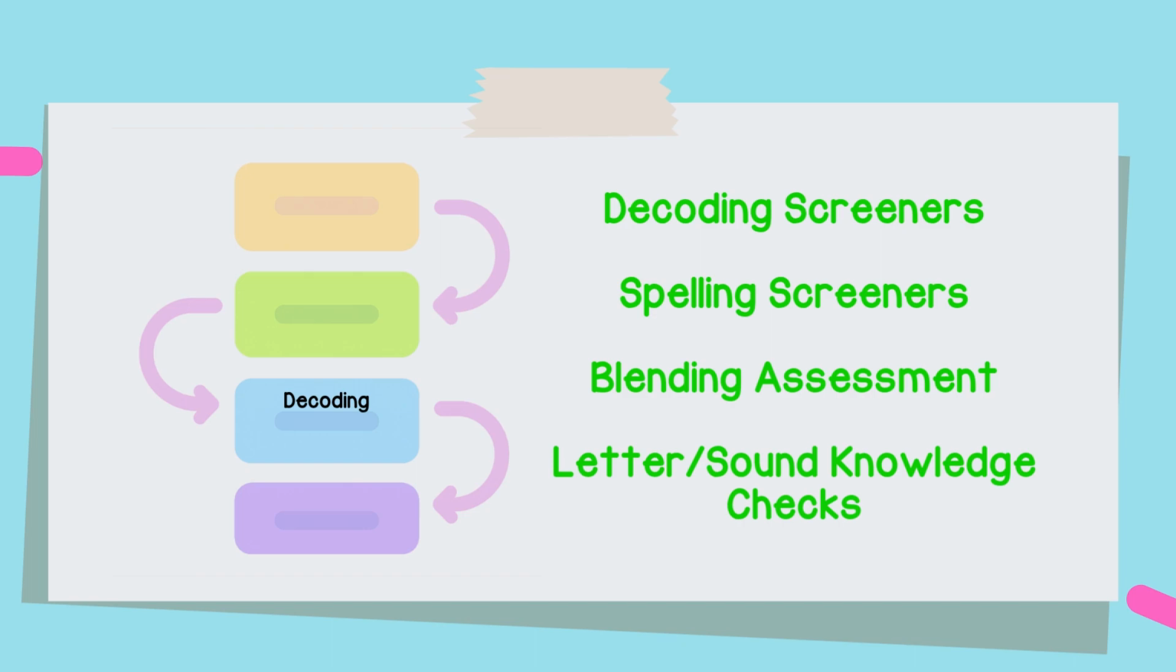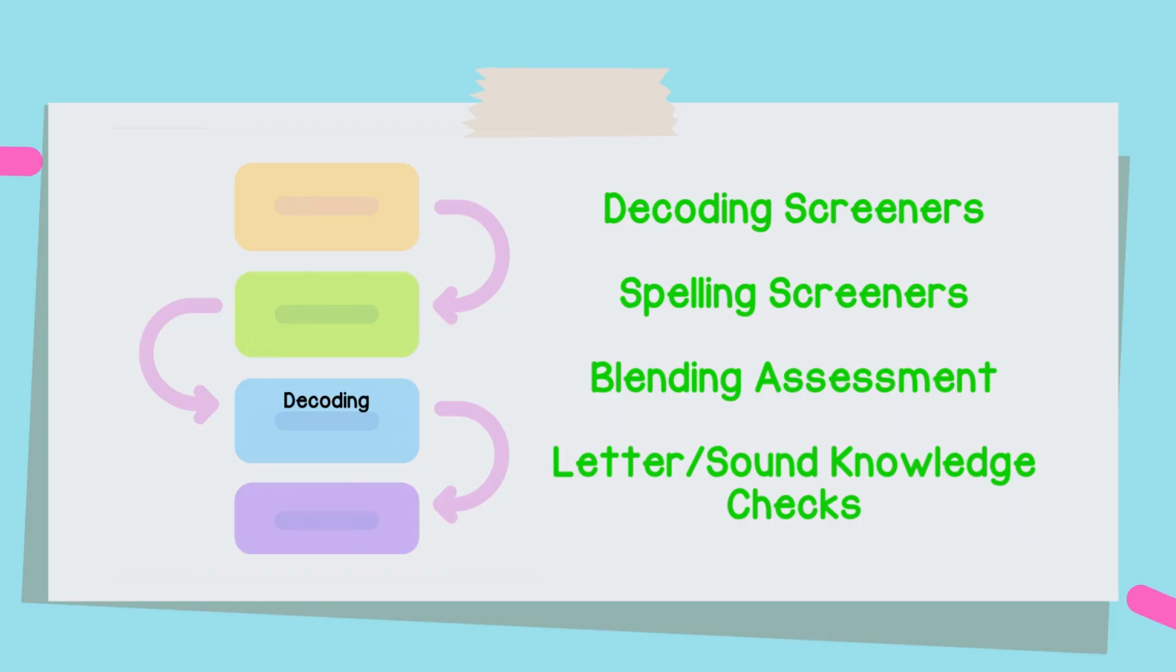Weak decoding often shows up as students guessing based on the first letter or picture. They might read the word cap for cup or shop for ship, sounding out each letter, but maybe they're not blending it together. Their reading can also be inconsistent, and they read the same word differently every time. They may know sounds in isolation, but not be able to apply them in words. So these patterns show students do not yet have secure phonics knowledge or cannot apply it automatically.